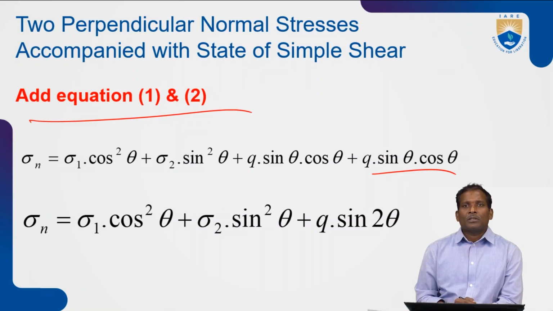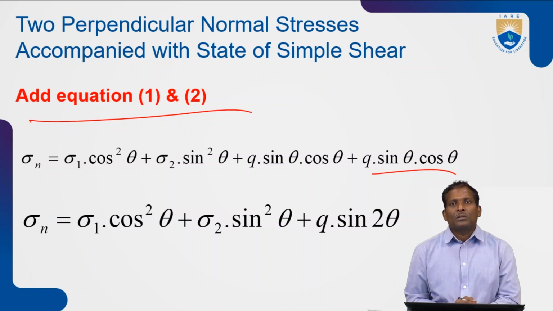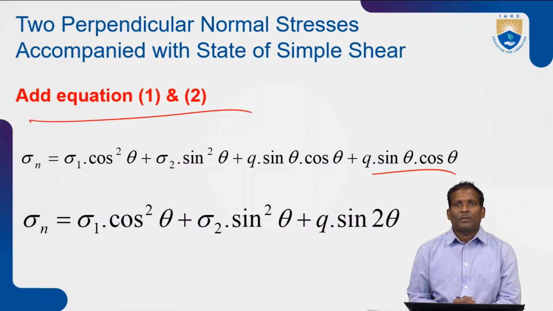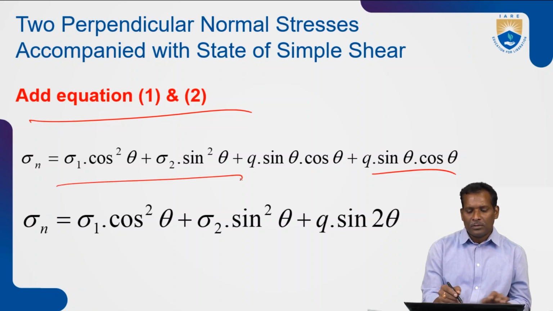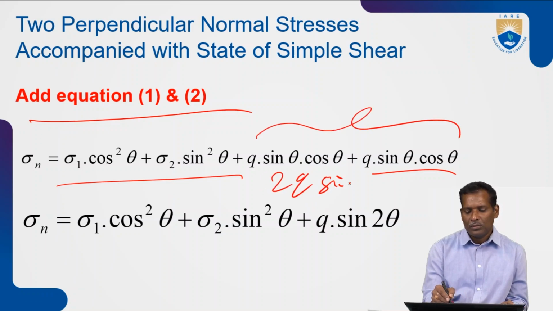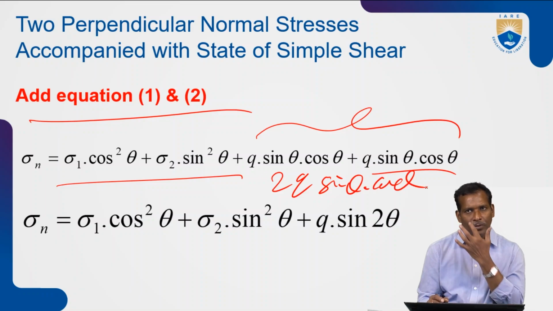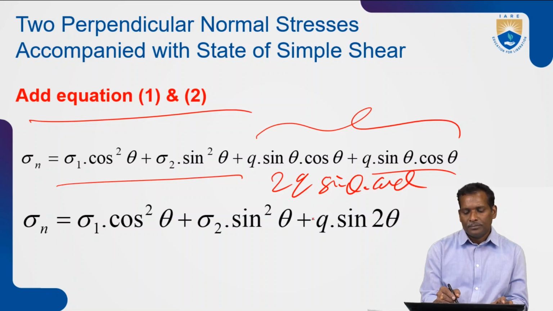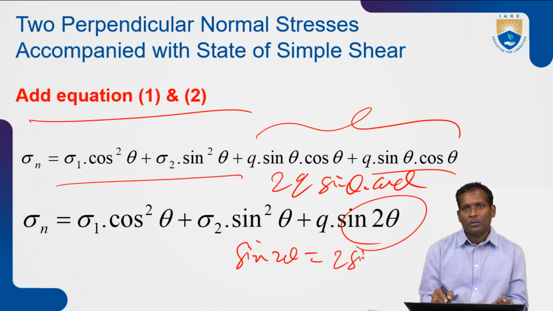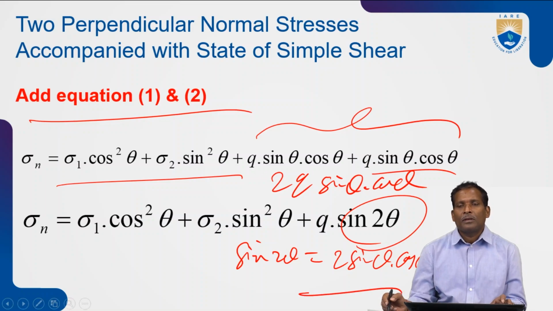So here, sigma 1 cos square theta plus sigma 2 sin square theta plus q sin 2 theta. After adding these two, we get 2q sin theta cos theta. So we can write it in the form of sin 2 theta, since sin 2 theta is equal to 2 sin theta cos theta. Clear?